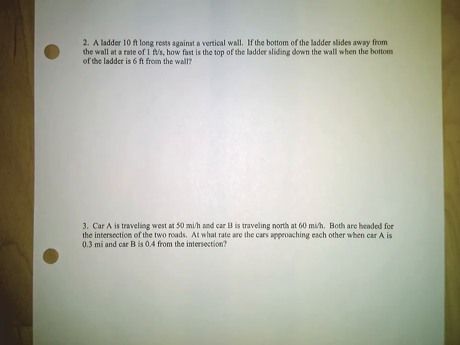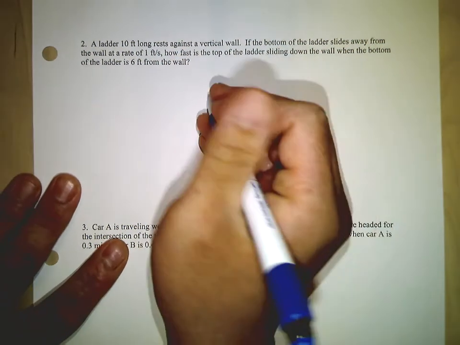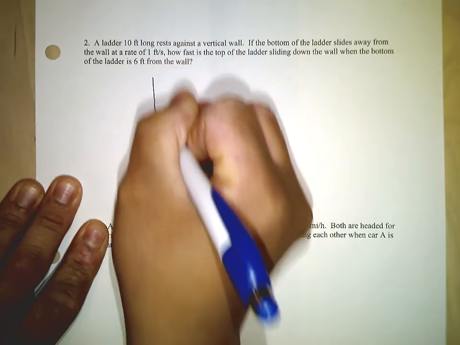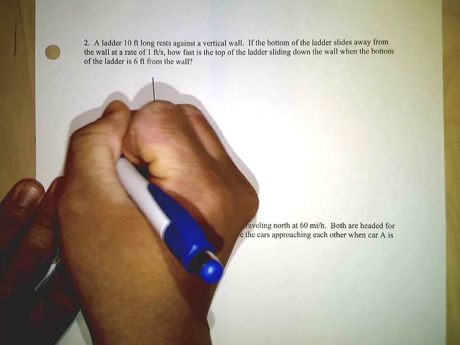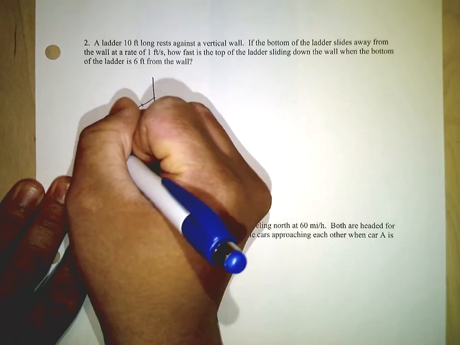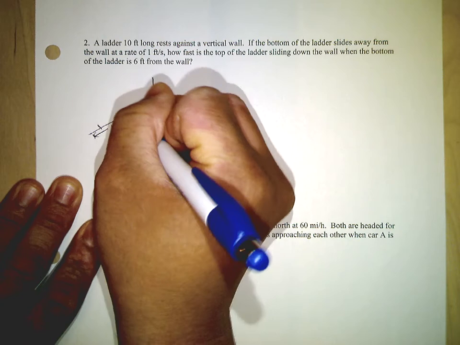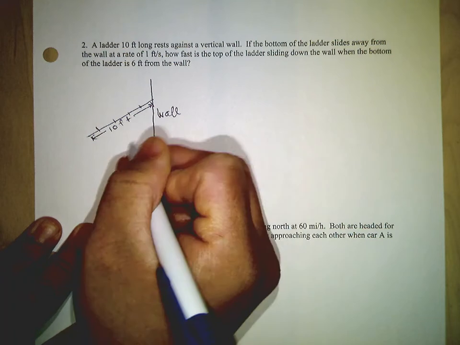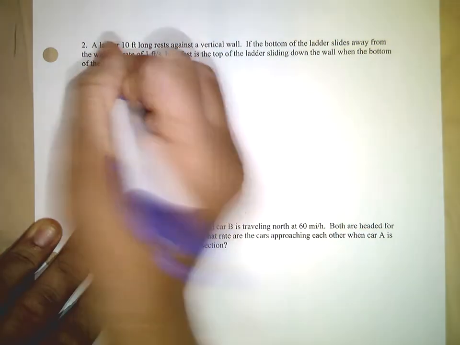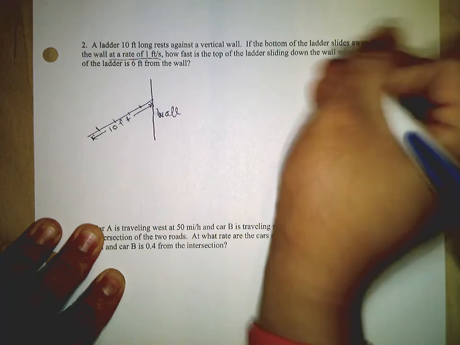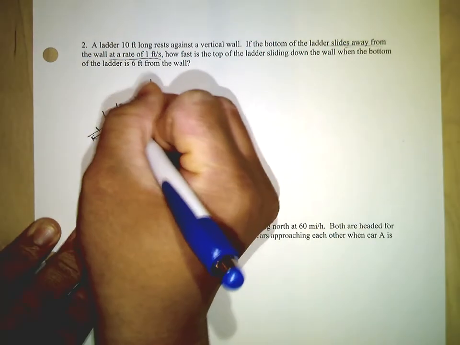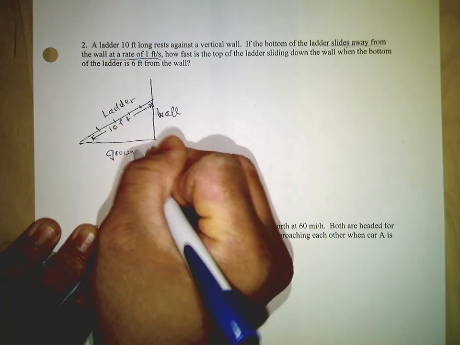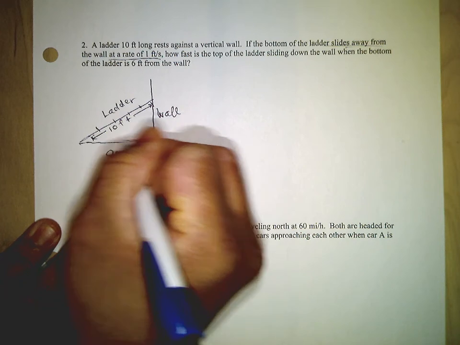So this one is about a ladder that is 10 feet long, resting against a vertical wall. So here, let's say, is the wall, and the ladder here is 10 feet, and it's resting right against the wall. If the bottom of the ladder slides away from the wall at a rate of 1 foot per second, so this is the ladder, and this is the ground, and I'm going to label it ground just so that we're all clear, and this is a right angle here.